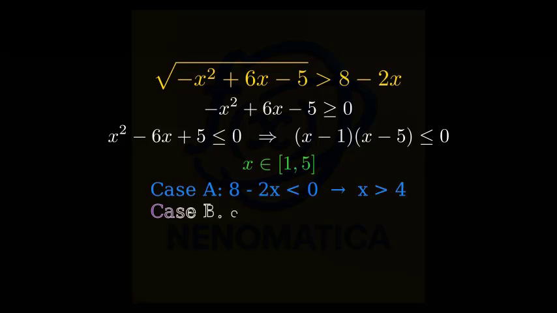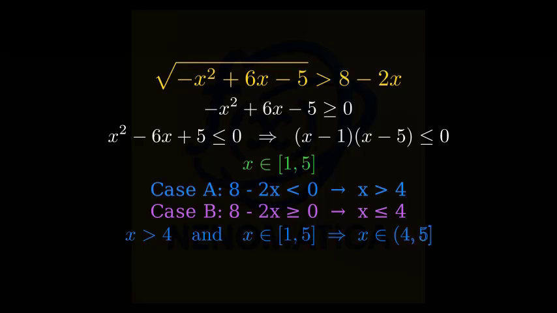Now split by the sign of the right-hand side. When 8 minus 2x is negative, that is for x greater than 4, the left side is always non-negative and therefore strictly greater than a negative number. When 8 minus 2x is 0 or positive, that is for x less than or equal to 4, we can safely square both sides. Case A, if x is greater than 4, the right side is negative.